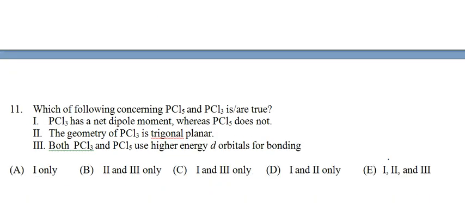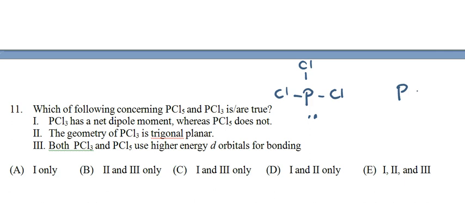All right. Number 11, which of the following concerning PCl5 and PCl3 are true? PCl3 has a net dipole moment where PCl5 does not. The only way you're going to be able to figure this out is by drawing the Lewis dot structure. So we have PCl3, and again, phosphorus brings 5 electrons, chlorine brings 7, so this actually has a tetrahedral shape or trigonal pyramidal shape.